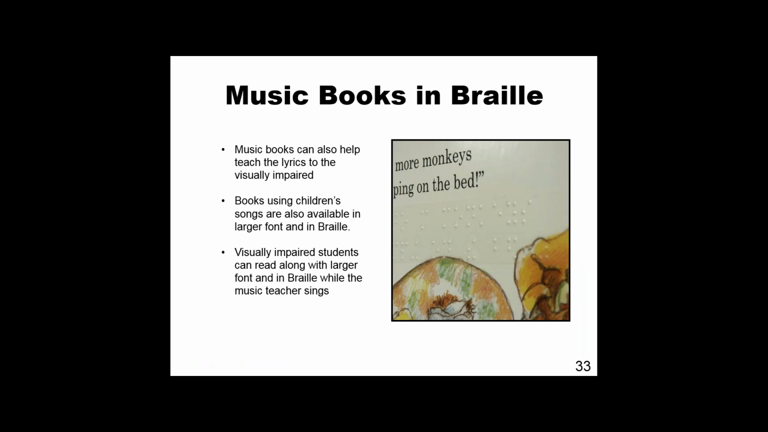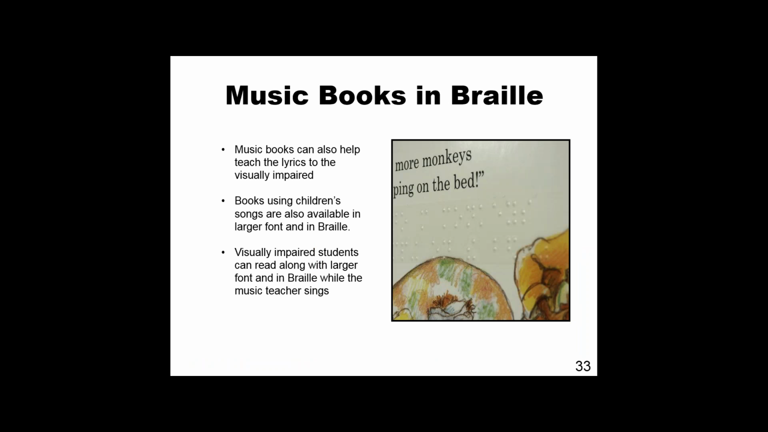So in this picture right here, what I was trying to show you is this actually has the text in Braille right below it. And it helped my students maybe stay more engaged when we were reading through the song or working on the lyrics. Maybe we're talking about that countdown from 5 monkeys to 4 monkeys and going all the way down to 0. And they really enjoyed having that book in their hands.